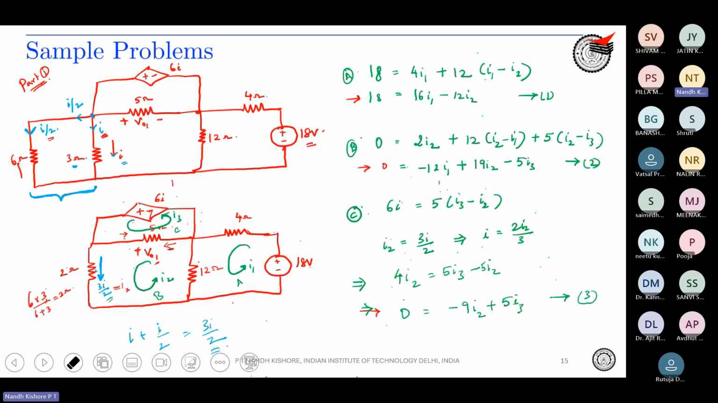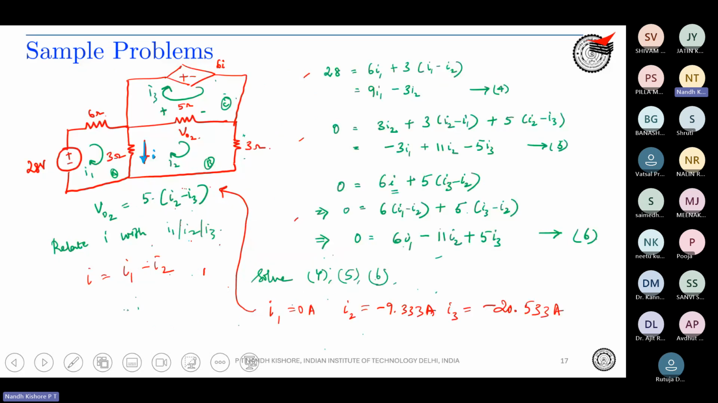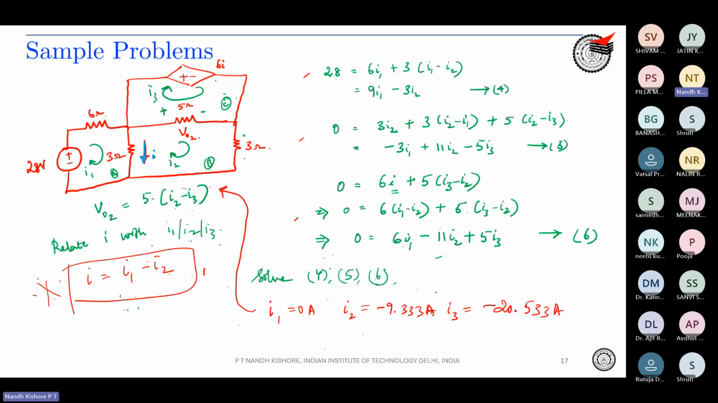Right. So here, this is the relation. We related I with I2 in part one. In the second case also, we were able to relate I is equal to I1 minus I2. This is very, very important. Only then will you be able to solve the mesh equations, or else you will not be able to solve it.